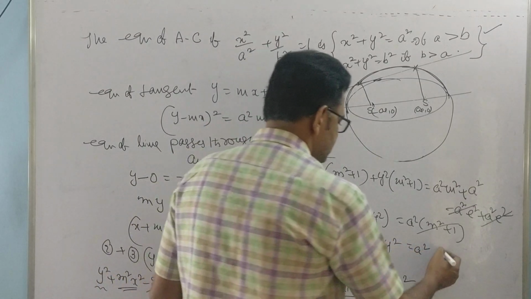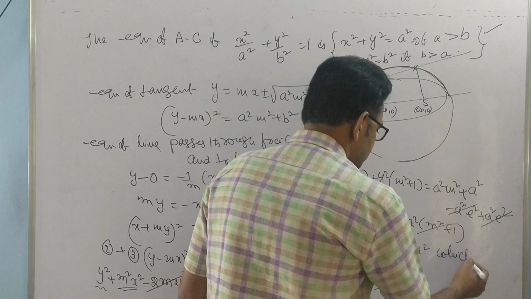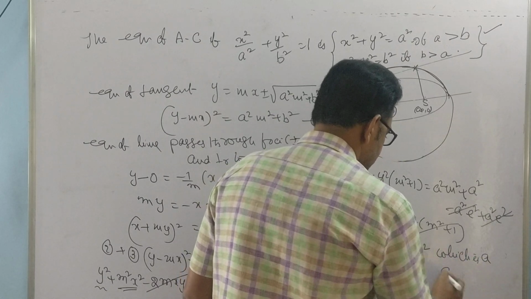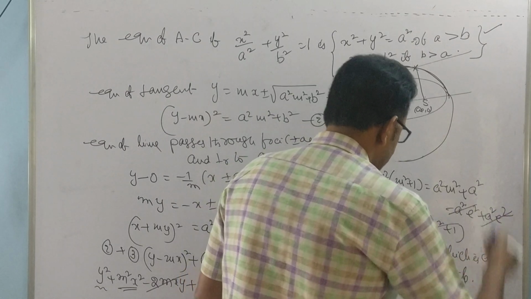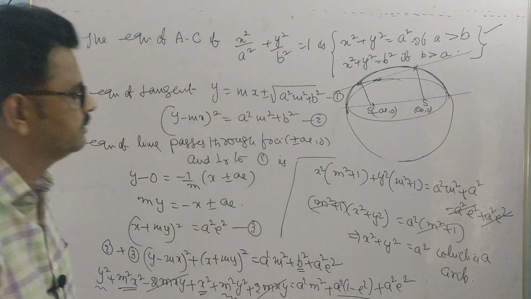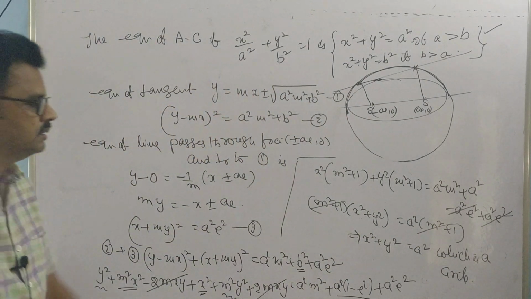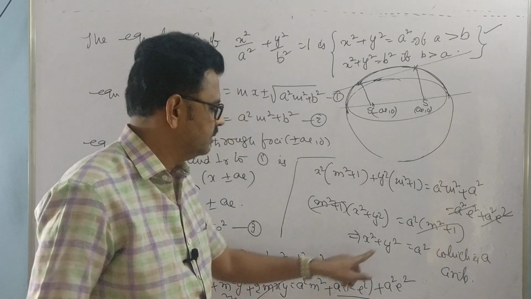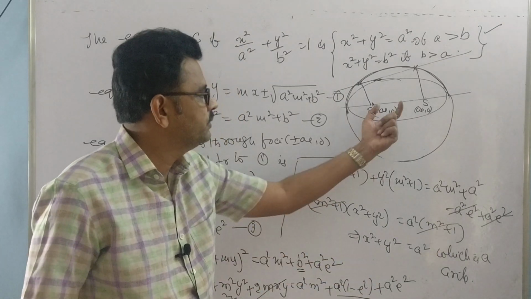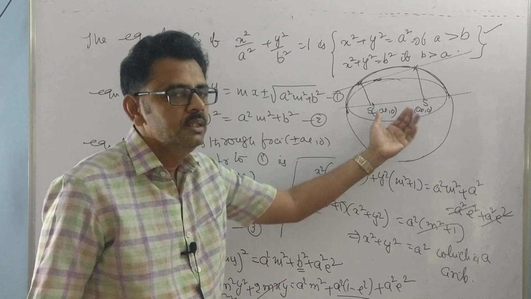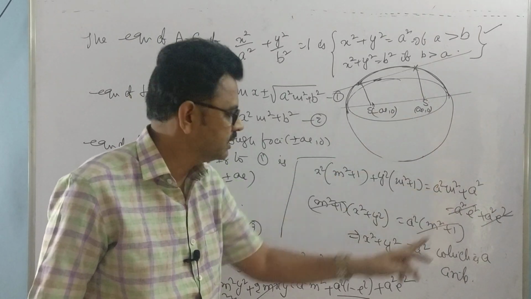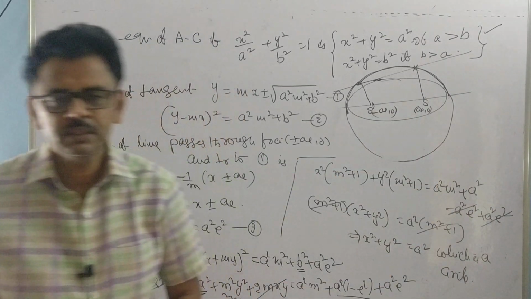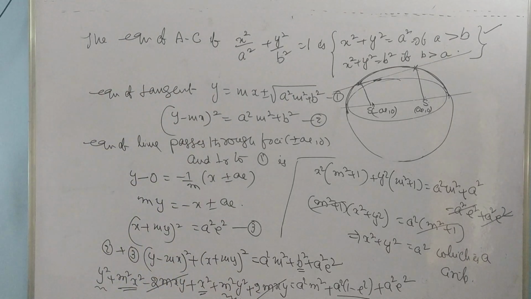Which is a circle concentric with the given ellipse. So this is called the auxiliary circle. This is the auxiliary circle, provided you take the case a greater than b. If you take b greater than a, then it becomes x square plus y square equal to b square.